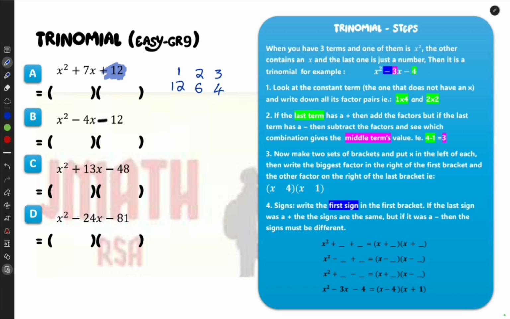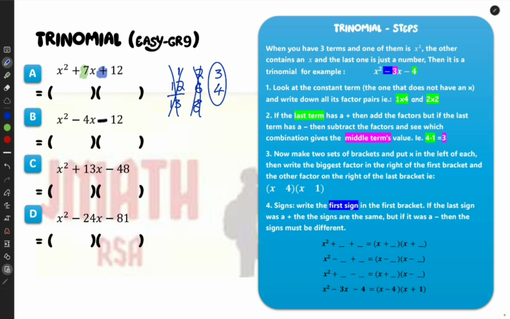Now I am going to look at the last sign of the trinomial. So this back plus sign I'm going to look at. That tells me I'm going to add these factors, and I'm going to look for a pair that gives me a 7 when I add them. So this gives me a 13, it's not that one. This gives me an 8, it's not that one. But this gives me a 7. So I know those are the ones I'm going to use.